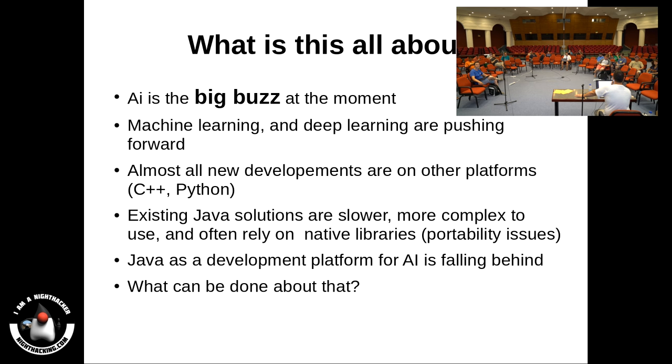Also, there are many Java machine learning libraries available, like Weka, Java Machine Learning Library, RapidMiner, and many others. The reason for this, in my opinion and experience, seems to be that the existing Java solutions are slower, more complex to use, and many of them rely on native libraries, which introduce many compatibility and portability issues and make for a much lower development experience. So in my general opinion, Java is a little bit falling behind as a development platform for artificial intelligence, and this session is to see what can be done about that.